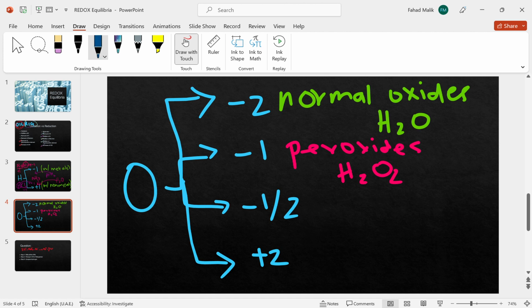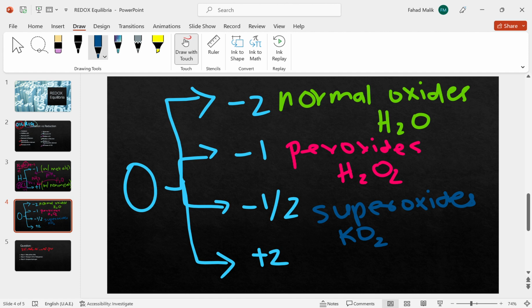Moving on, -1/2. This is superoxide. It's very important to learn the examples for this, which is KO2, potassium superoxide. Here, K is +1 and O, there are two of them, so -1/2. That's how you get the oxidation number.